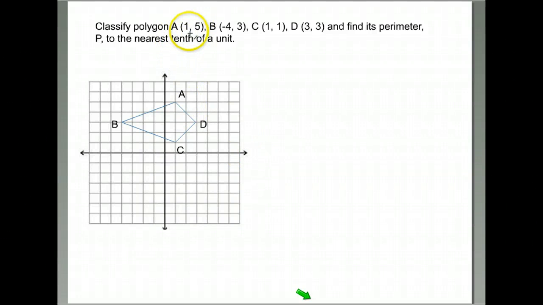The polygon is at (1, 5), (-4, 3), (1, 1), and (3, 3). So to classify it, if we just look at this figure, it appears to be a kite. But in order to verify that, we do have to find the length of each side. Now, one thing I want you to remember is we have two options here. You can write down each of the points and use the distance formula, or you can do the Pythagorean theorem.